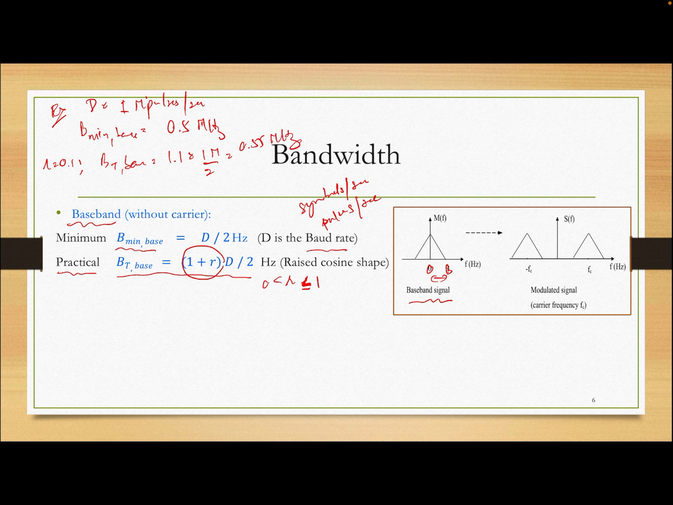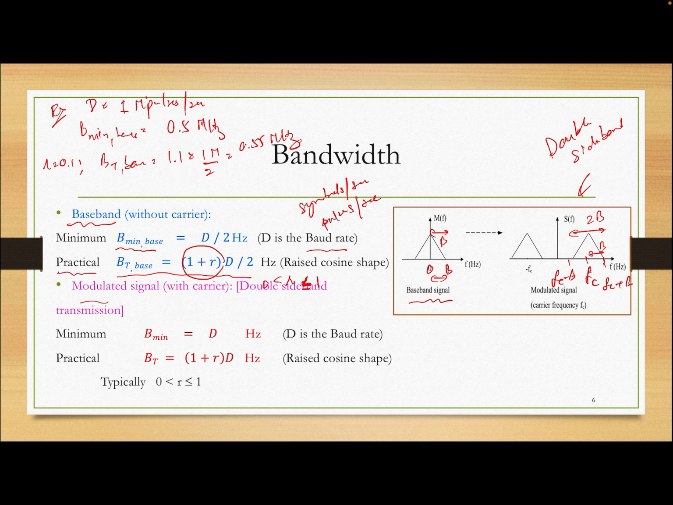Now, this is the baseband signal centered at 0, and this is the bandwidth B. When you modulate it, it will be centered at FC, and the total bandwidth is 2B. This is a simple modulation called double sideband transmission. You usually study this in the principles of communications class. Anyway, this is FC plus B and this is FC minus B hertz, so the total bandwidth is 2B. You basically double the bandwidth.